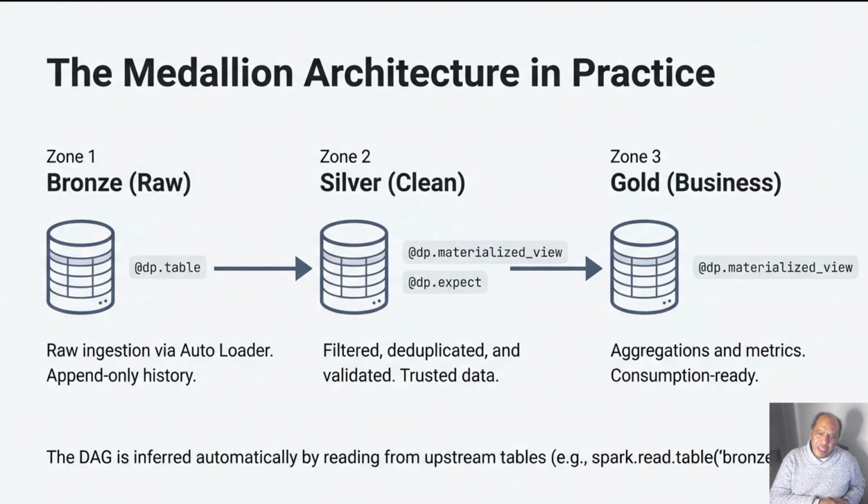That's the key part. The key message at the bottom is the DAG is inferred automatically by reading from upstream tables. You don't explicitly create dependencies. If your silver table queries the bronze table using spark.read.table, the engine automatically knows that silver depends on bronze. If gold queries silver, the dependency is automatically established. The engine builds the entire execution graph from these implicit dependencies.